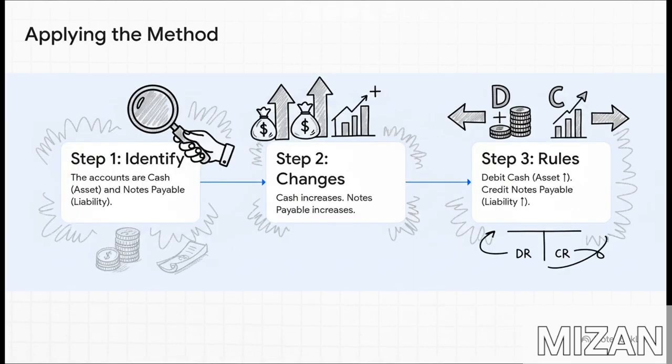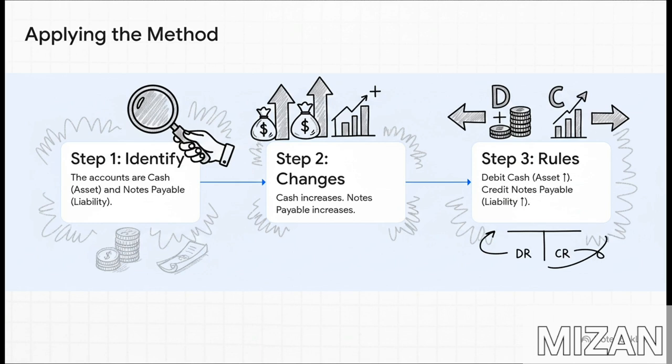Let's apply our method. Step 1, what are the accounts? Well, we've got cash and something called notes payable, which is just the formal name for a loan. Step 2, did they go up or down? Our cash, which is an asset, definitely went up, and our loan, which is a liability, also went up. So step 3, we go back to our rules. To increase an asset, we debit it. To increase a liability, we credit it.